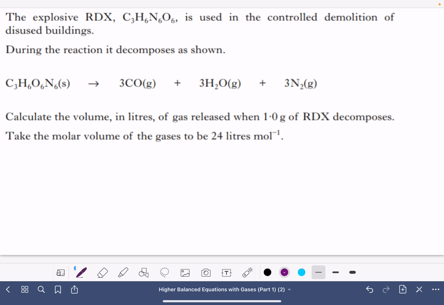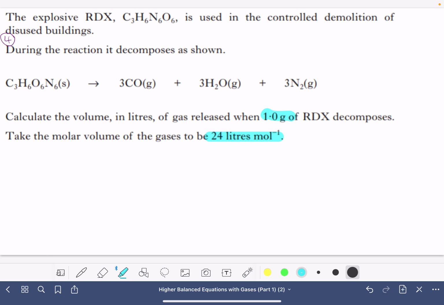Question 4, so I've not really left enough space to put question numbers, but never mind. The explosive RDX is used in the controlled demolition of disused buildings. During the reaction, it decomposes as shown. Calculate the volume in litres of gas released when 1 gram of RDX decomposes. Take the molar volume of the gases to be 24 litres per mole. So we've got 1 gram of RDX, and we're told the molar volume.